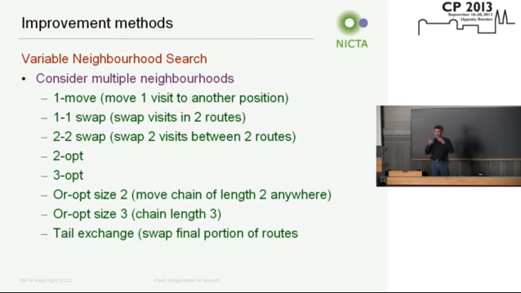If I can't, I move out to my next largest neighborhood. Maybe a 1-1 swap, which is swapping pairs of neighbors. If I can't find any 1-1 swaps that improve the solution, I move to the next one, 2-2 swap, etc. As soon as I find an improving move, I go back to my top one and work my way through the list. And by changing which set of neighborhoods I look at, I can end up with some really good solutions.